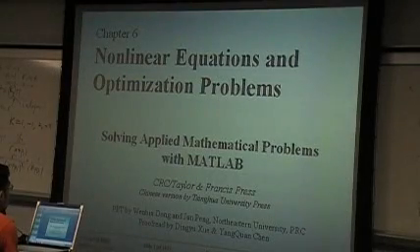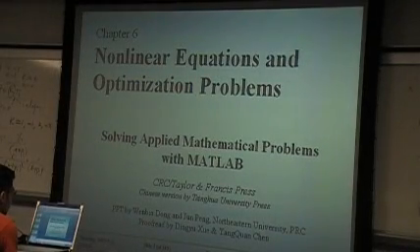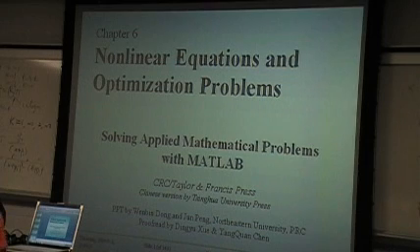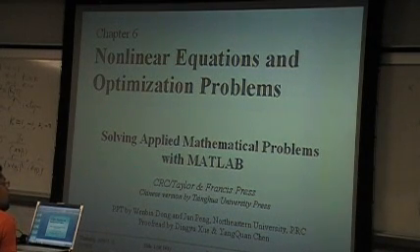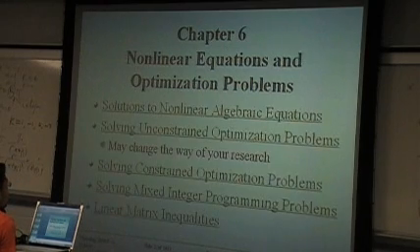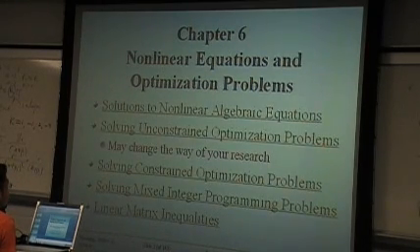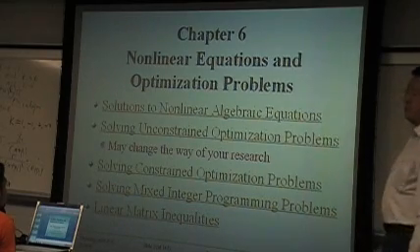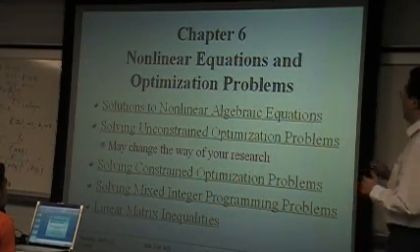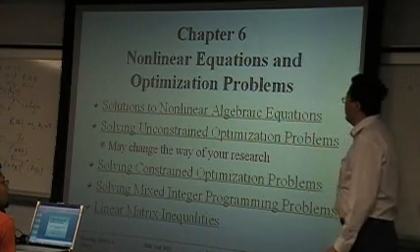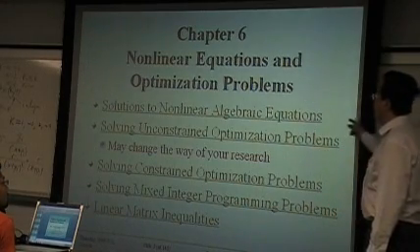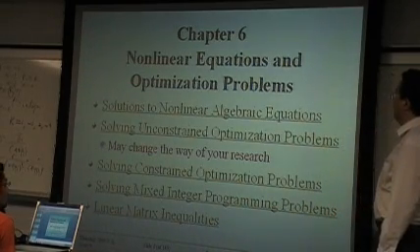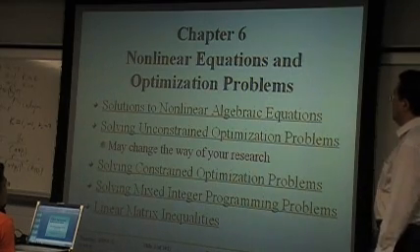Chapter 6 is nonlinear equation solutions and optimization problem solutions. In this chapter, I want to explain the following topics. First is how to solve nonlinear algebraic equations. We have learned how to solve linear equations or matrix equations. So the topic here is how can we solve a nonlinear algebraic equation.